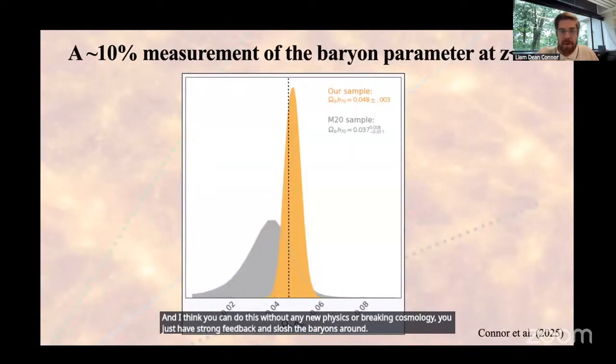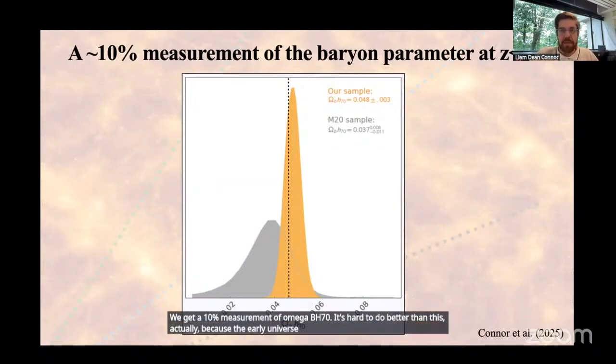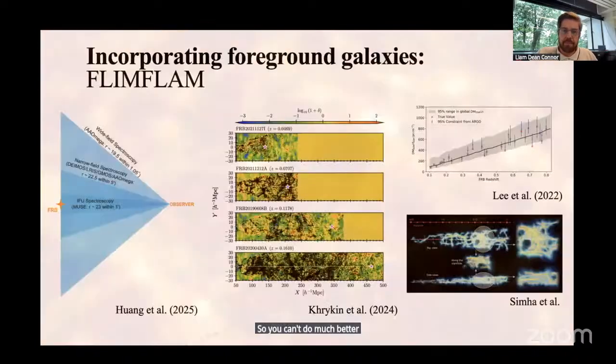We get a 10% measurement of omega_b h70. It's hard to do better than this actually, because the early universe measurements are measuring omega_b h70 squared. So you've got this H naught factor. So you can't do much better than 10%.